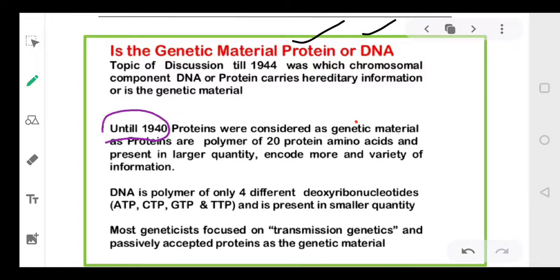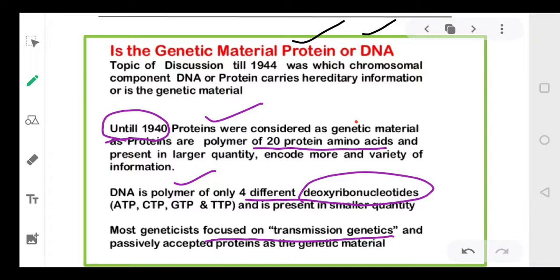Until the 1940s, the protein was considered to be the genetic material. Proteins are polymers of 20 amino acids, and they encode a variety of information. DNA is a polymer of 4 different deoxyribonucleotides. This we have talked about. There are 4 bases we have seen so far: adenine, thymine, guanine, and cytosine, right? Most geneticists focused on the transmission of genetics, and they passively accepted proteins as the genetic material. So without any debate, they had accepted that the protein is the genetic material.